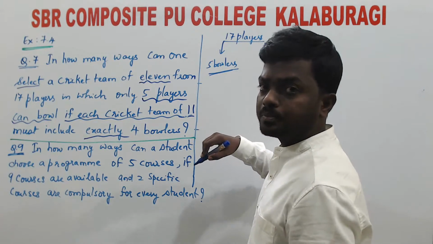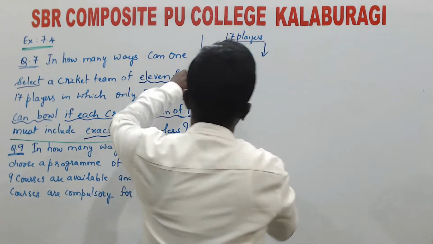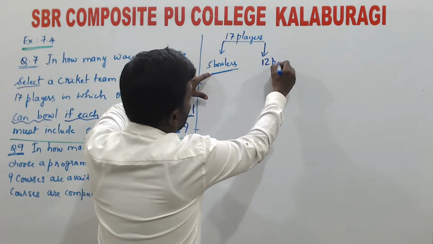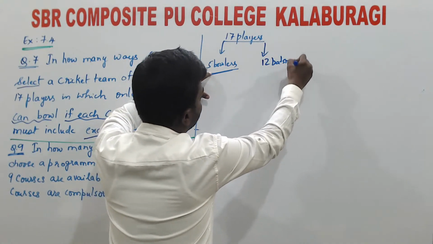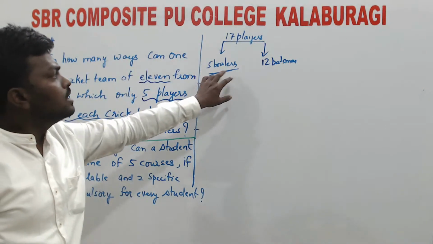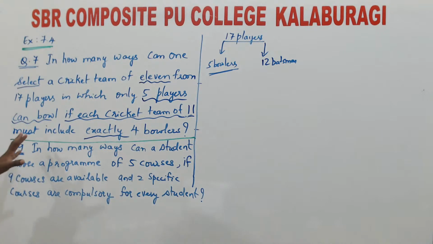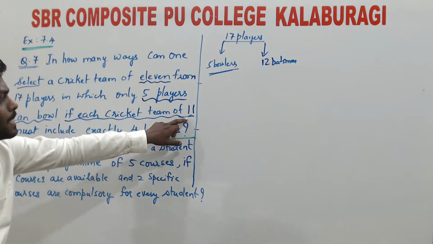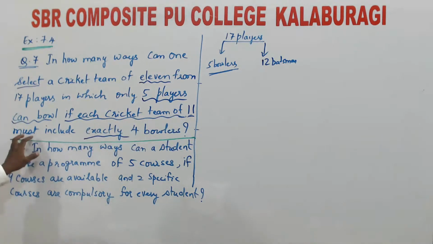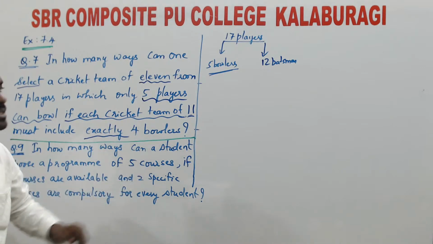The remaining, how many? Right. So the remaining we can say they are batsmen, right? So the 17 players are grouped into 5 bowlers and 12 batsmen. So now you have to make a cricket team of 11 with the condition that exactly 4 bowlers must be present.